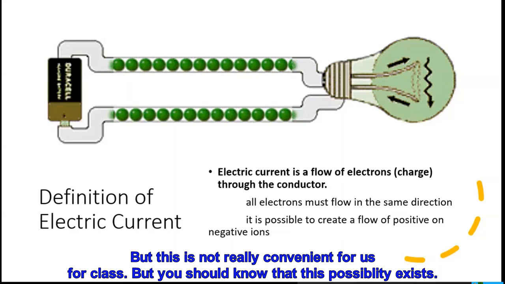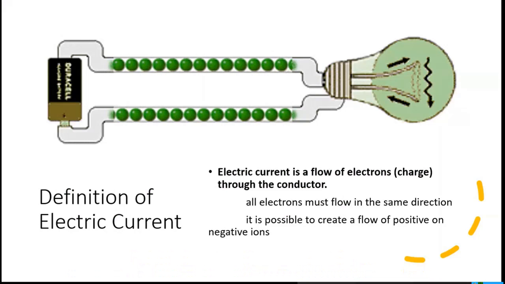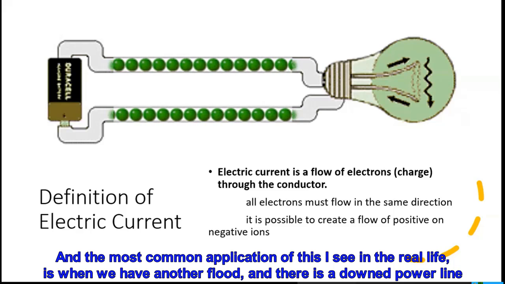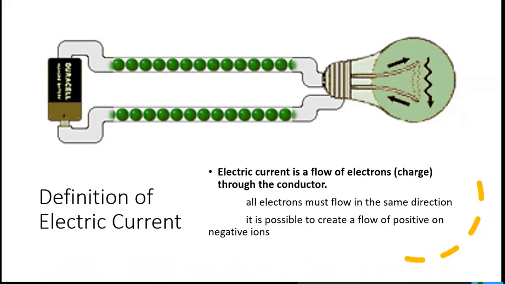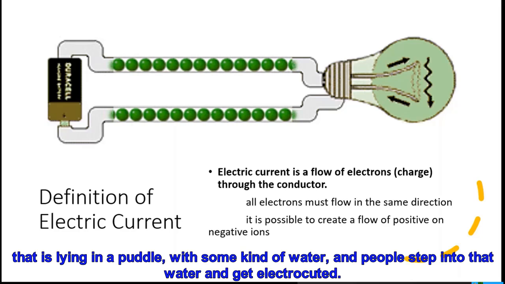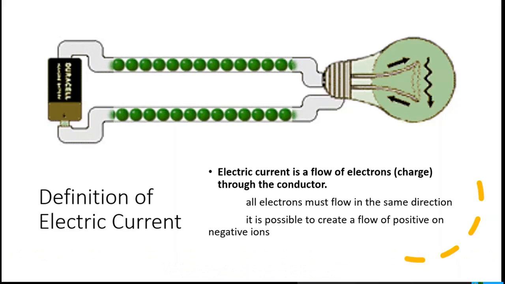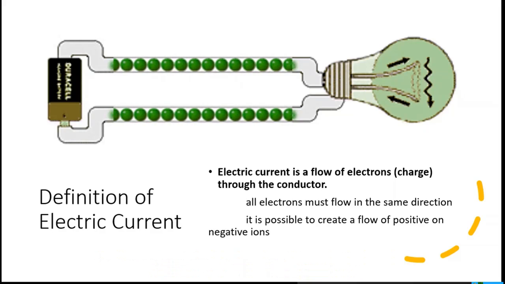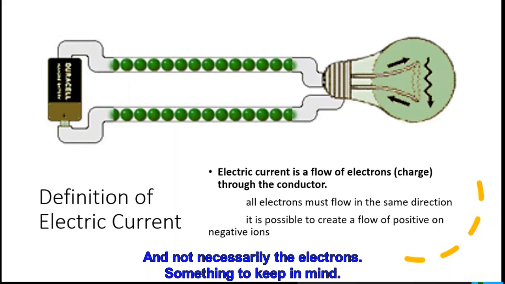But you should know that this possibility exists, and the most common application of this I see in real life is when we have another flood and there is a downed power line that is lying in a puddle or some kind of water, and people step into that water and get electrocuted, right? So the current that is flowing in that water, chances are that's actually ions and not necessarily electrons. Something to keep in mind.